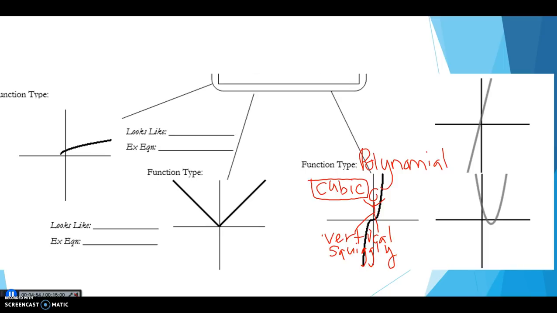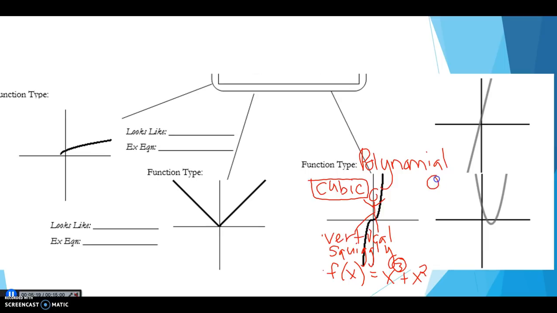Also, the equation, you know it is a cubic because it will have a cube power, like x cubed. I'm going to be circling the parts of the equation that make it what it is. So cubic has an x cubed. It can have something lower like an x squared. It just can't have anything higher.